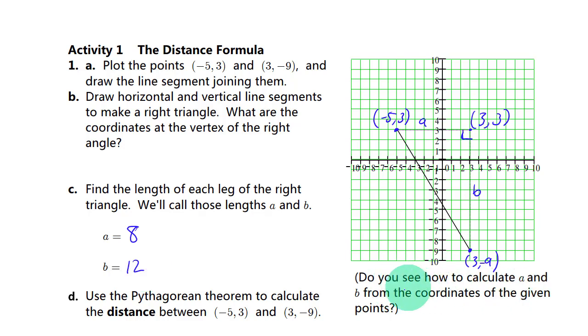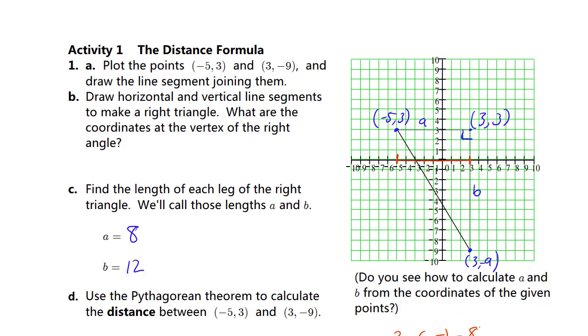But let's look at this thing on the side here. Do you see how to calculate A and B from the coordinates of the given points? So how do you get A by doing subtraction? Well, if you take the bigger x coordinate here, this x coordinate here is 3, and you want to know how much x has to change to go from 3 to -5, that distance is 3 minus -5. Just like you do when you're finding the change in y or the change in x when finding the slope. So 3 minus -5 is the same as 3 plus 5, which is 8.